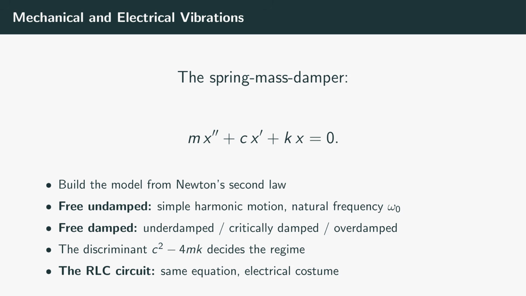What happens? Newton's second law turns that picture into one equation, m times x double prime plus c times x prime plus k times x equals 0. We will solve it completely, first with no damping, where the mass oscillates forever at a fixed natural frequency, then with damping, where the motion splits into 3 distinct personalities depending on a single number, and finally the payoff. The very same equation runs an electrical circuit. Master one differential equation, and you have mastered 2 entire branches of engineering at once.